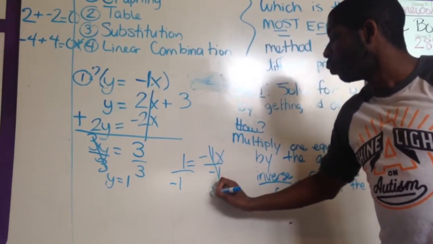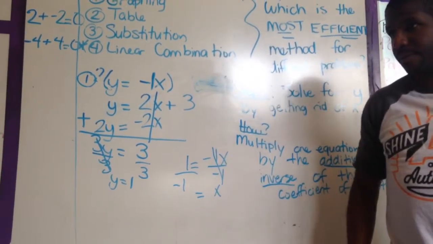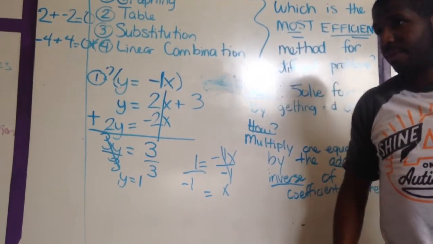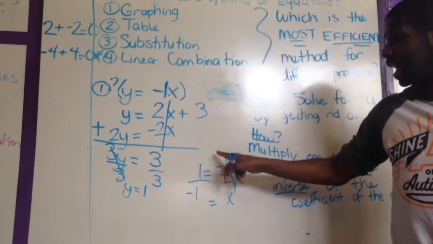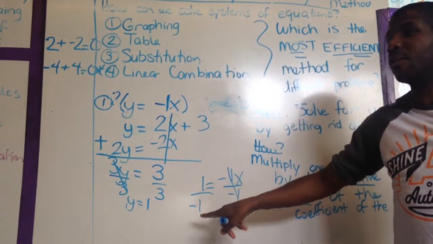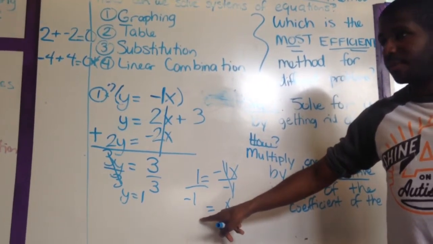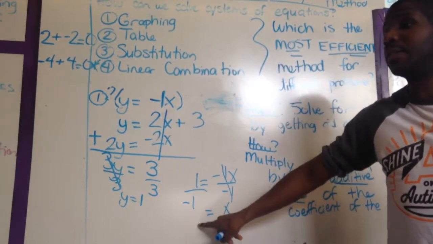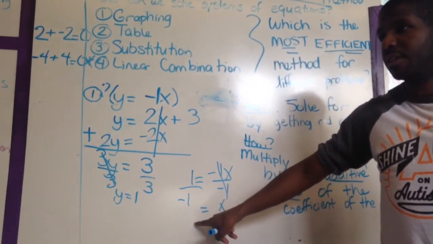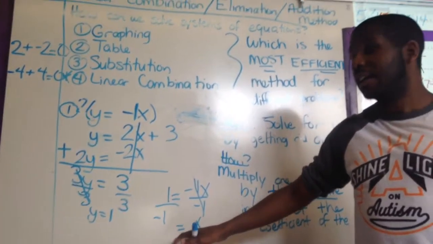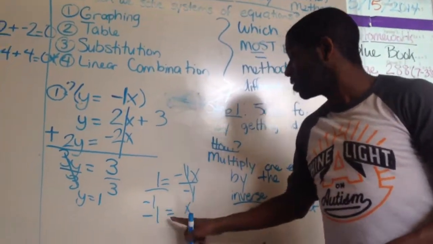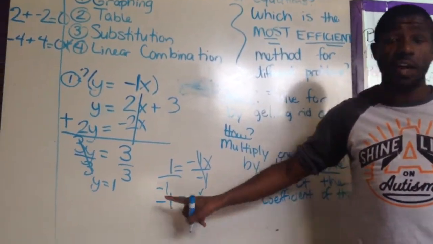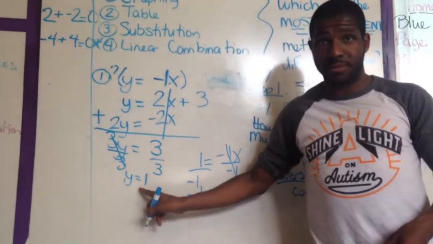Rico, what is 1 divided by negative 1? A positive divided by a negative is always what type of number? What sign does it have? Negative. So it's negative 1. So my solution is x equals negative 1, y equals 1.